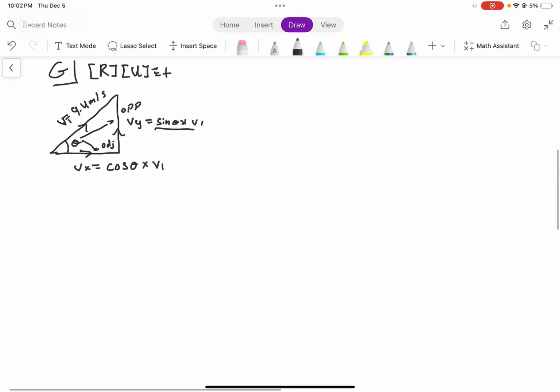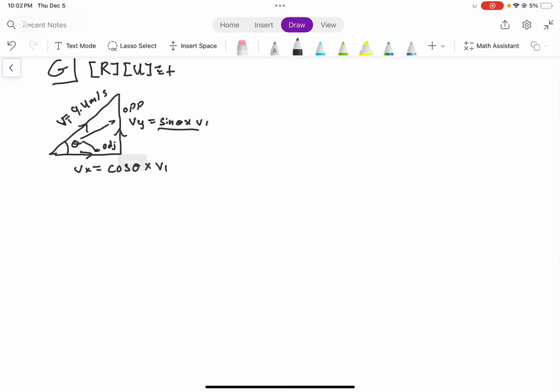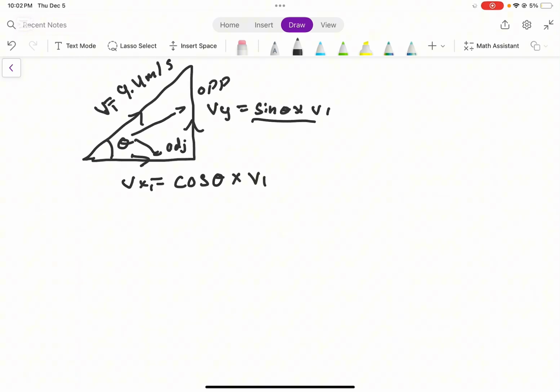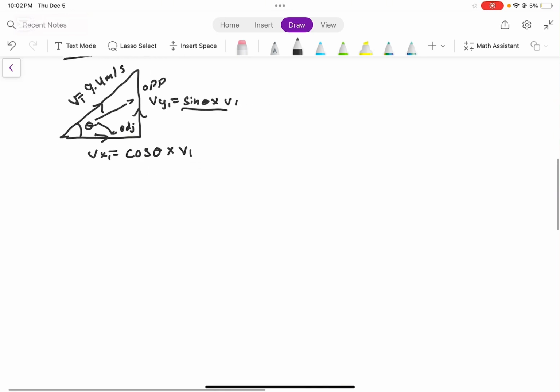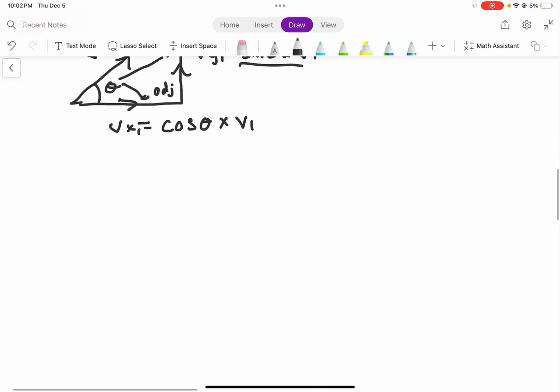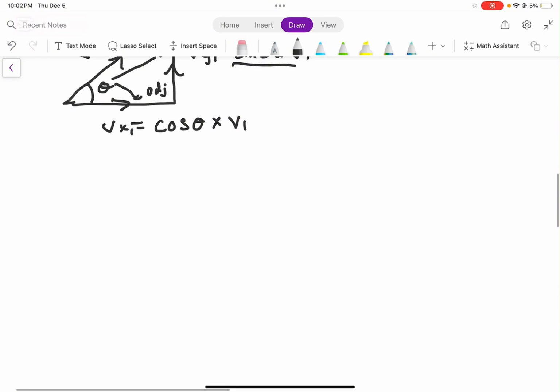Now that we have all that down, we have vx and vy, and we know these are going to be vx1 and vy1. These are the initial. We don't know the finals, but we can go to the next part. The next thing that we know is the acceleration in the y direction.